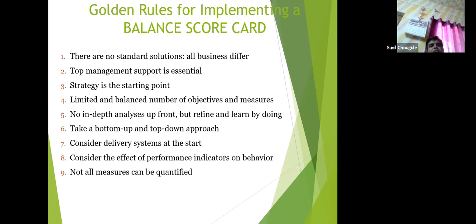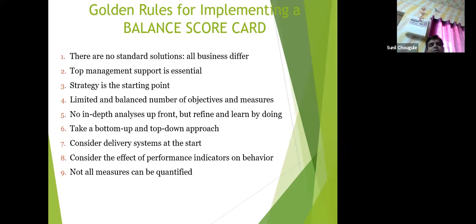Take a bottom-up and top-down approach. We have to make use of bottom-up, starting from frontline workers up to the top management, and from top management up to the frontline worker. So this is what is relevant with balanced scorecard. The next golden rule states: consider the delivery system at the start. What delivery system? Here we have to consider delivering value, delivering solutions, delivering products, delivering services to the customer. This is what is relevant to consider the delivery system.